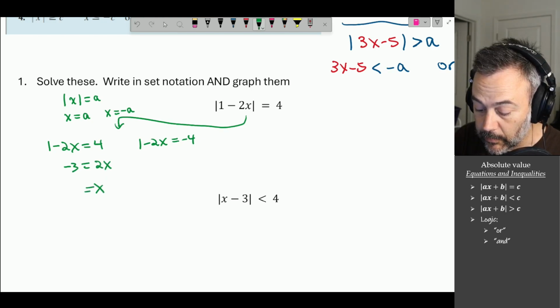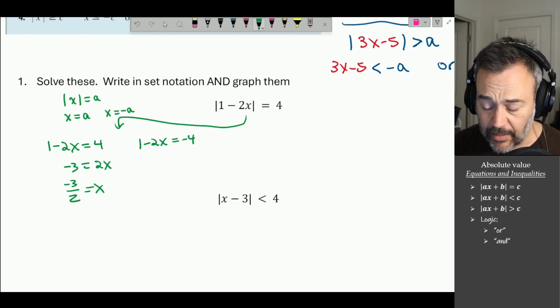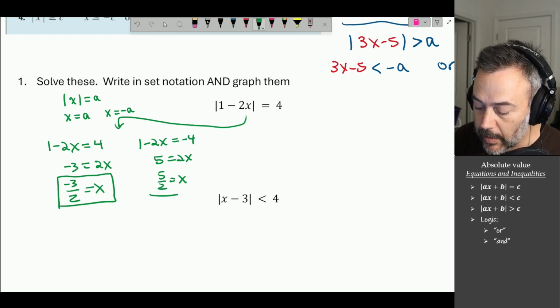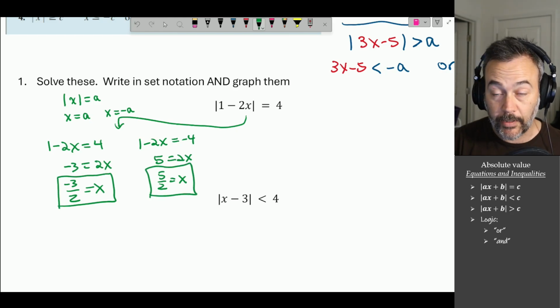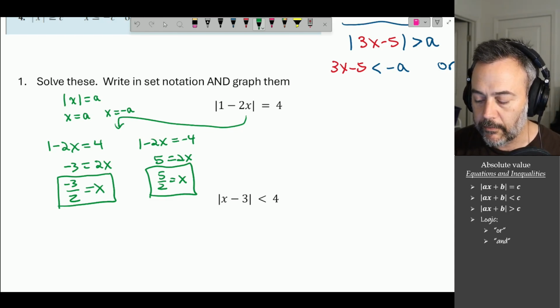2x, x equals negative 3 halves. Okay. And the other case would be just 5 equals 2x. So I get x equals 5 over 2. So we get two solutions. And the absolute value gives us two possibilities. The stuff inside is either negative or the stuff inside is positive.